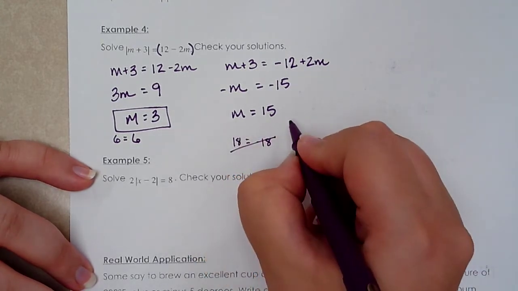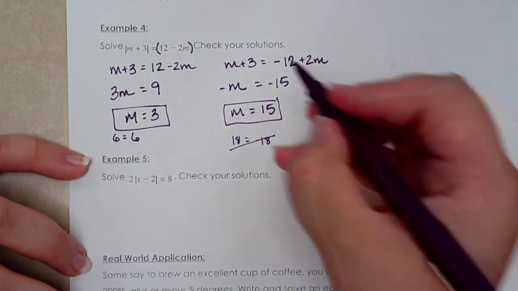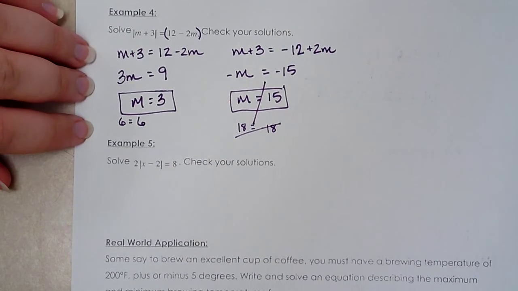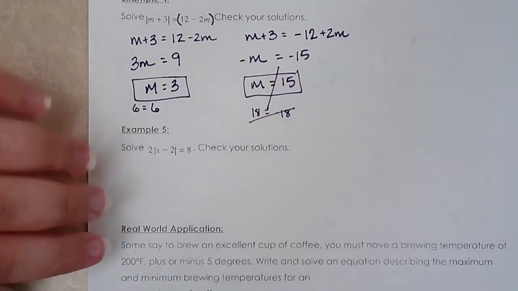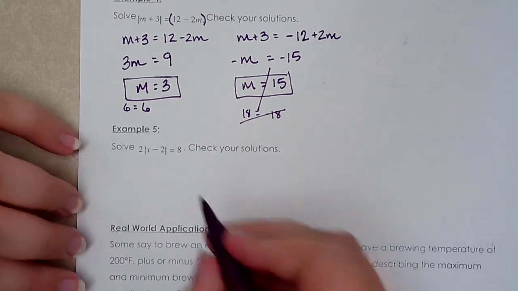So whenever I get a solution like this, I go ahead and box it to show that it was a possible solution, but then I cross it out to say it's not an actual solution. So there you have that. Notice we can have 2 solutions, we can have no solutions, and we can have 1 solution when it comes to absolute value.